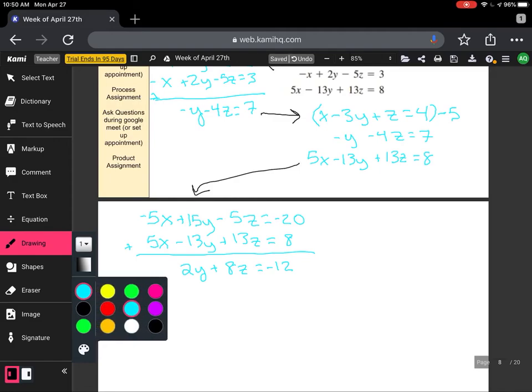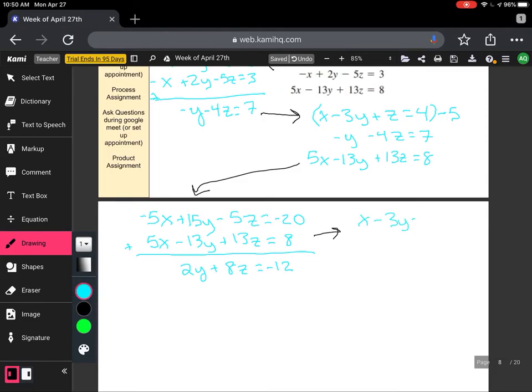Okay, so now we are here. So my first equation, x minus 3y minus z equals 4. My second equation that I eliminated the x from, negative y minus 4z equals 7. And now my third equation that I've also eliminated the x from, 2y, I don't feel like erasing. 2y plus 8z equals negative 12. Awesome, we eliminated the x's from the first two equations.